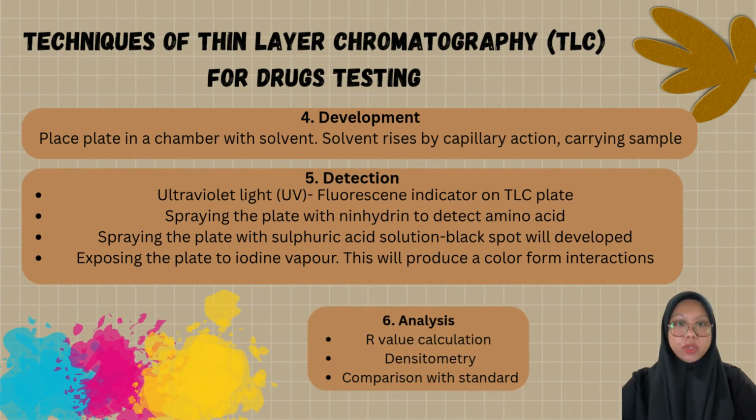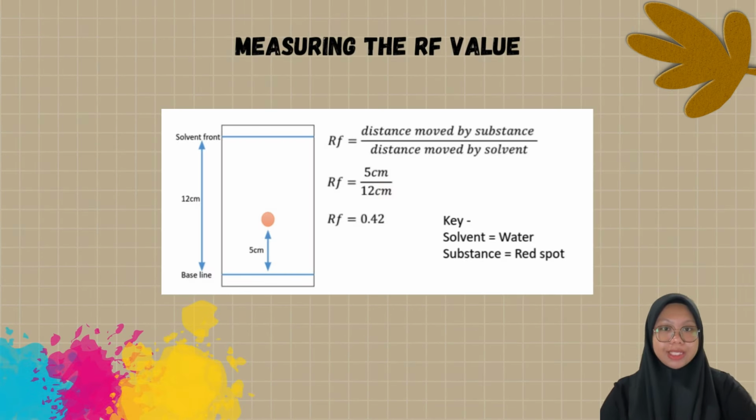Continue with development, where we place the plate in a chamber with solvent. The solvent will rise up by capillary action and carry the sample. After that, we can do detection by using a UV light, hydrant spray, sulfuric acid or even iodine vapor. Lastly, we do an analysis with RF value calculation, densitometry and comparison with a standard. After all the techniques are done, we can calculate the RF value to identify the substance. The RF value is calculated using this formula: RF equals the distance moved by the substance divided by the distance moved by the solvent.